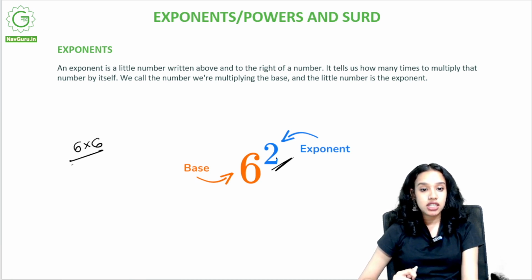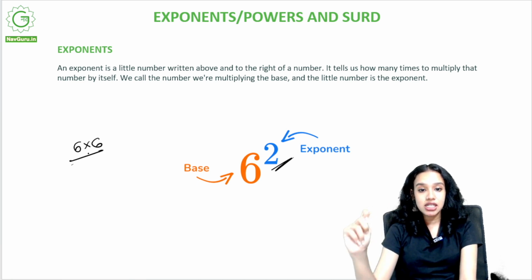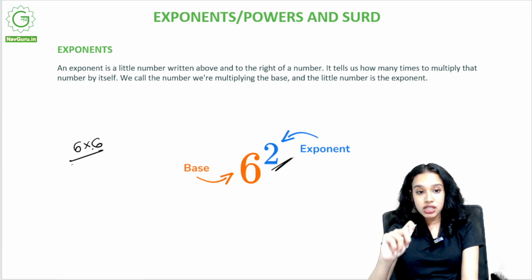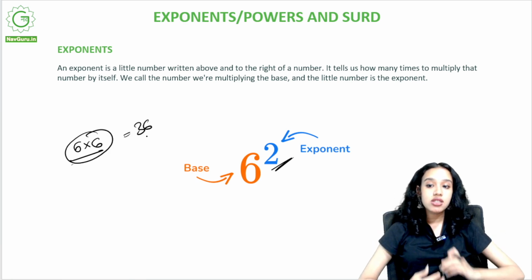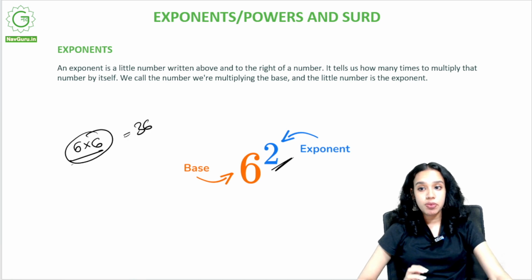So this is 6 square. We are multiplying 6, which is the base, exponent times, that is 2 times. We have 6 into 6, and that is equal to 36. Now this is all about the chapter exponents, powers and surds.